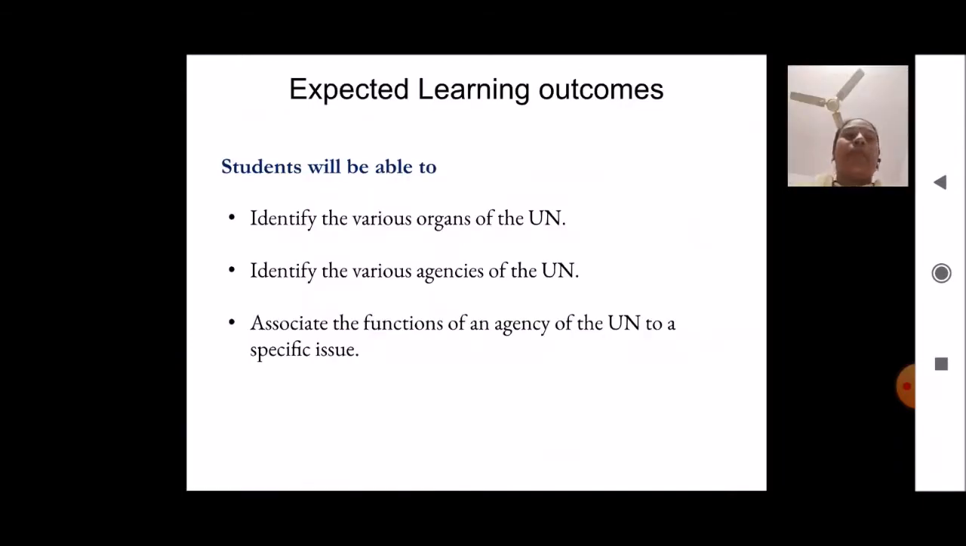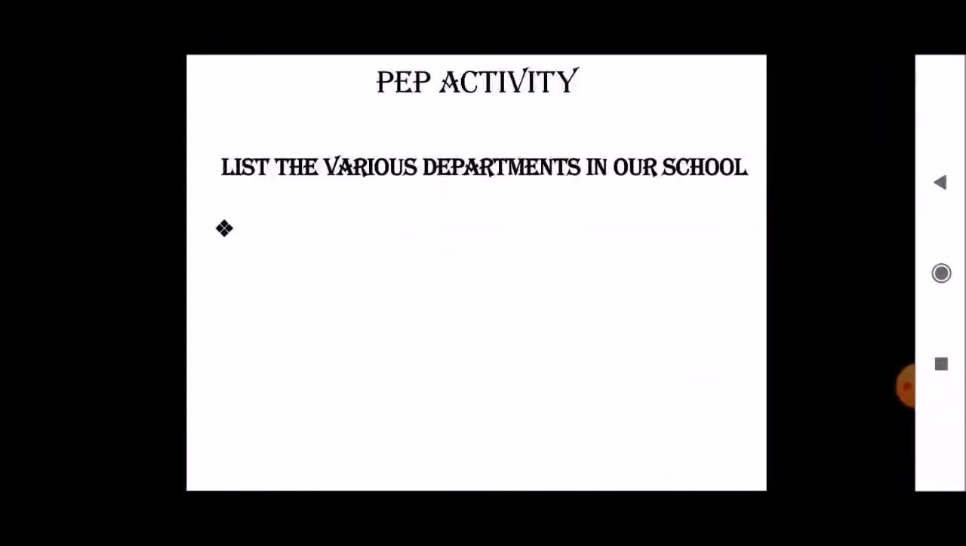Expected learning outcome. At the end of today's session you will be able to identify the various organs of the UN and identify the various agencies of the UN. Then you can associate the functions of an agency of the UN to a specific issue. The United Nations Organization is an international organization formed with the objectives of maintaining and preserving world peace.